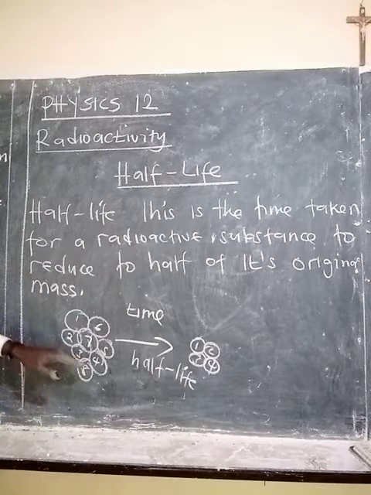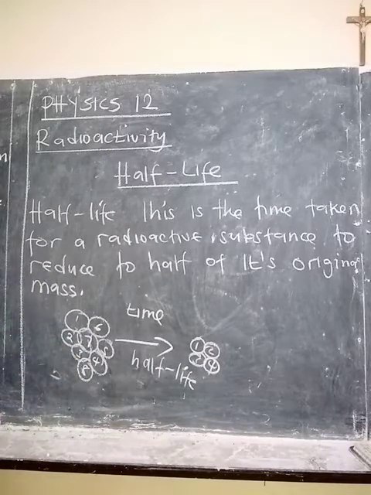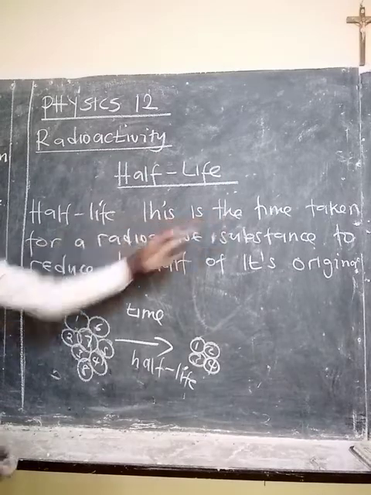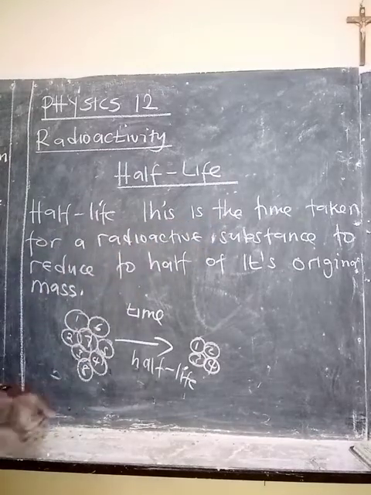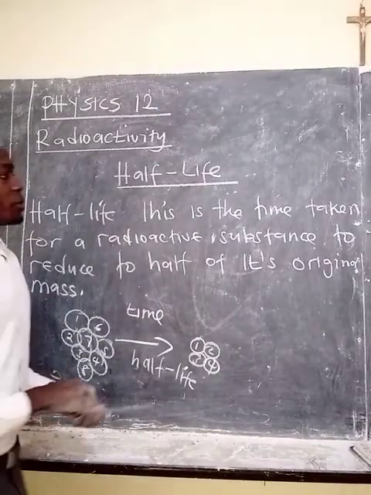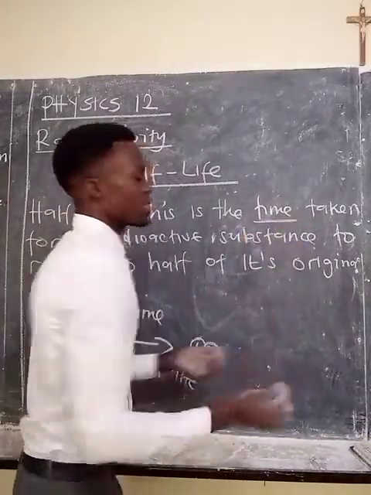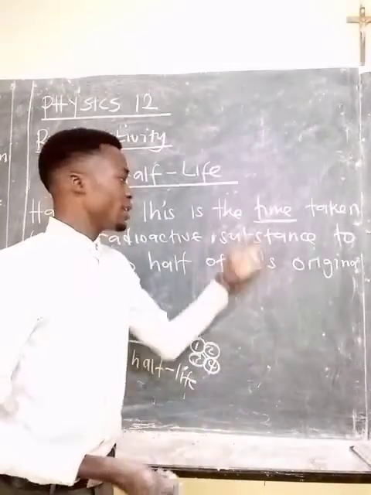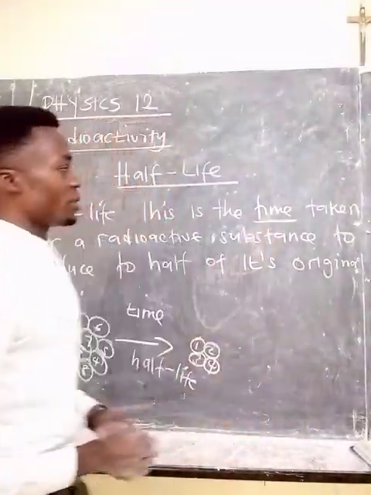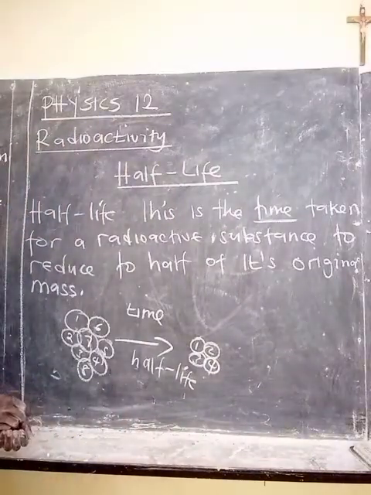So that's the way we can understand half-life, and the best way to define it is just the time taken for a radioactive substance to reduce to half of its original mass. We know that time can be in seconds, minutes, hours, days, weeks, or years. So there is no unit restriction there. You just have to understand that.